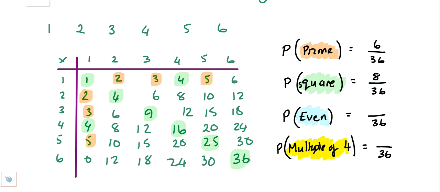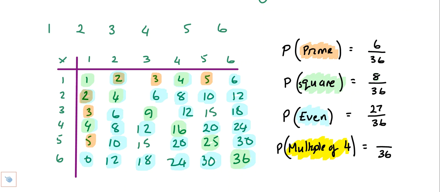What about even numbers then? I got 27. So we got 1, 2, 3, 4, 5, 6, 7, 8, 9, 10, 11, 12, 13, 14, 15, 16, 17, 18, 19, 20, 21, 22, 23, 24, 25, 26, 27. Oh, I got 26. So 27 out of 36.